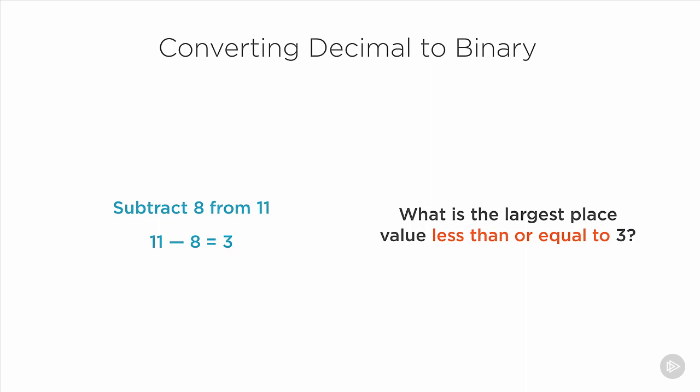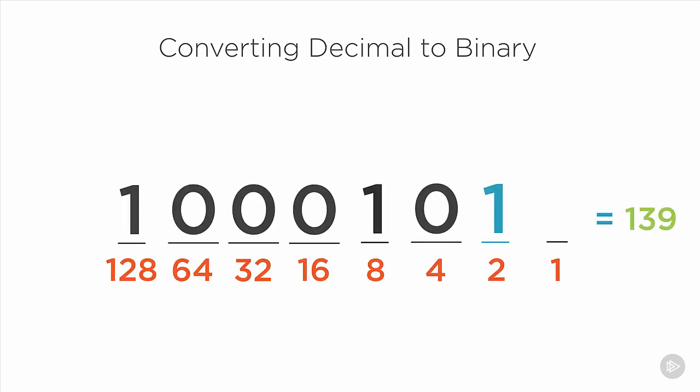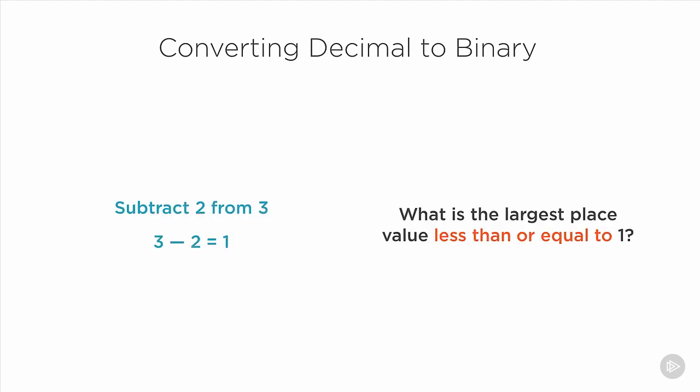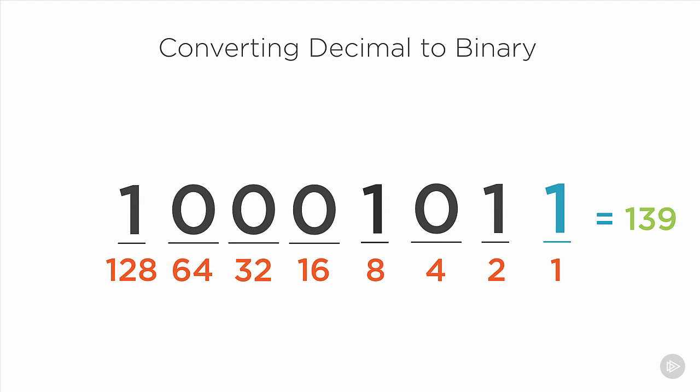What's the largest place value less than or equal to 3? Well, it's going to be the 2's place, so let's put a 1 bit there. Finally, we subtract 2 from 3 to get 1, and of course we once again ask, what is the largest place value less than or equal to 1? Well, clearly it's the 1's place, so we put a 1 bit in the 1's place. And guess what? We've converted 139 decimal to binary. It took a bit longer, but that's mainly because we're used to thinking in terms of decimal numbers rather than binary. So going from decimal to binary doesn't really come naturally, at least for most people.